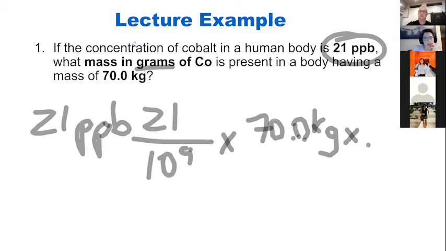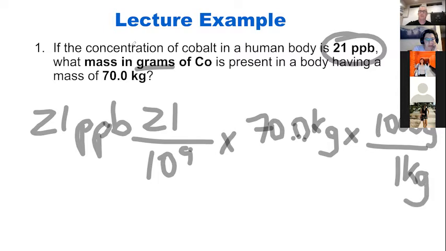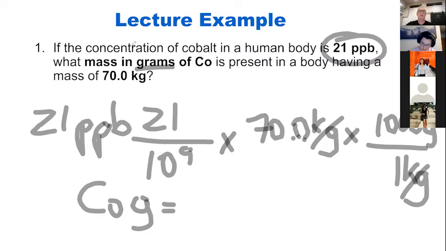Now we want this answer in grams. So then I would convert that to grams. So 1,000 grams is 1 kilogram. That gets rid of my kilograms. I've got grams left. And so my answer would be 21 times 70 times 1,000 divided by 1 billion. So how many grams is that? Anybody? So grams of cobalt, what would that be?